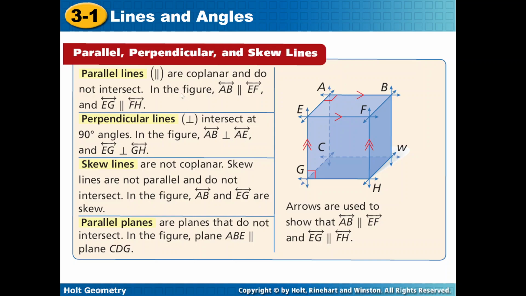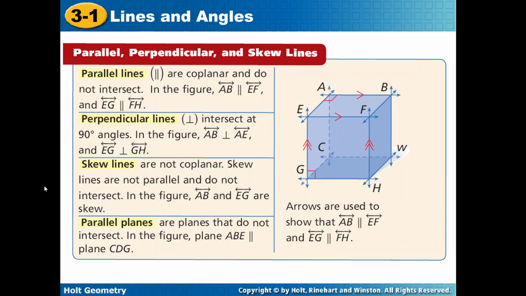Perpendicular lines: the upside down T is the symbol representing perpendicular lines. They intersect at a 90-degree angle. In the figure, AB is perpendicular to AE. AB right here is perpendicular to AE. And also the little square symbol shows that they're perpendicular. EG is perpendicular to GH.